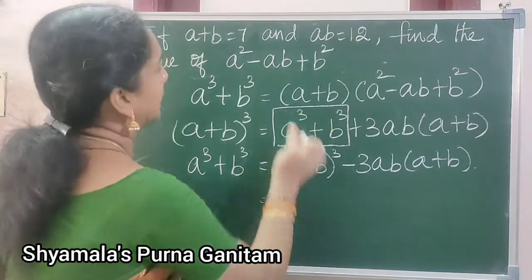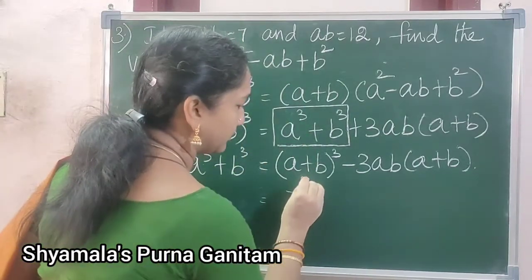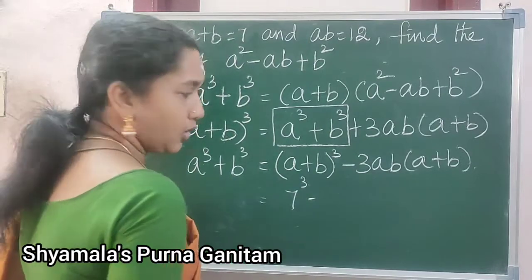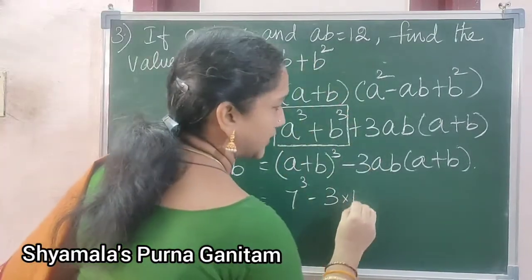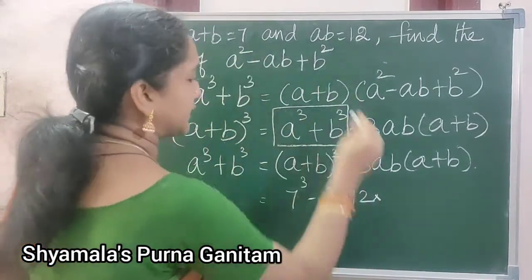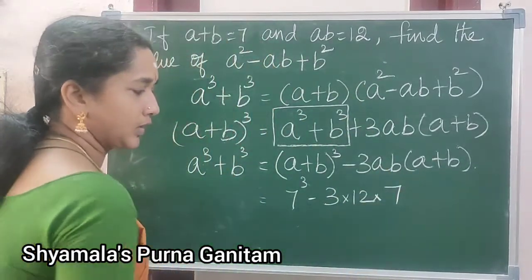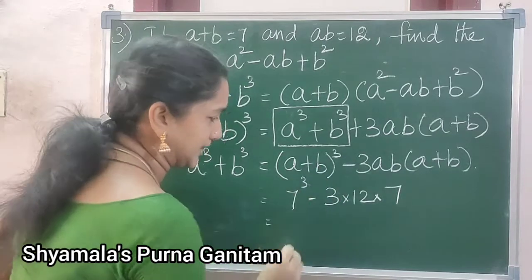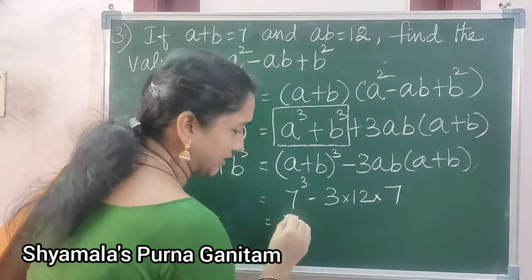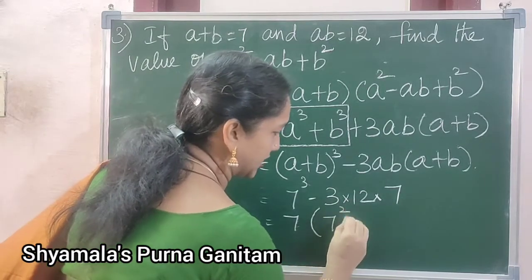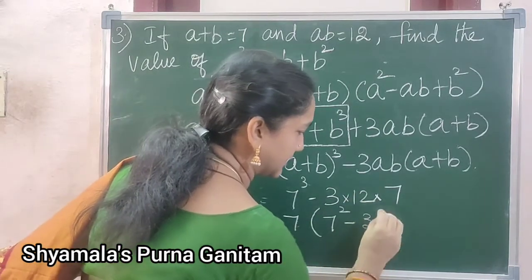So this one will be (a plus b) the whole cube is 7 cube. Okay, so this one is 3 into ab value, which is 12, into a plus b, which is 7. Anyway it can be simplified. In both the terms I have 7 common, so I am taking it out. 7 squared minus 12 3s are 36.